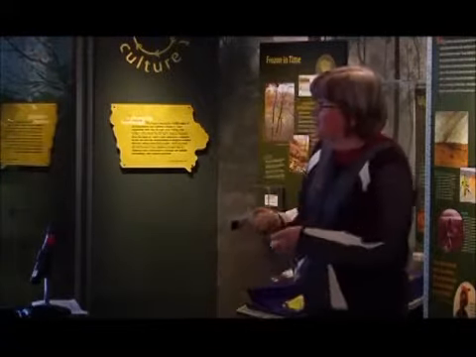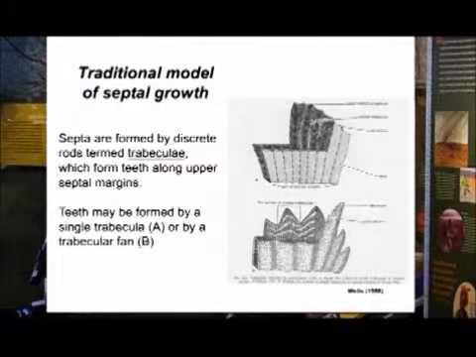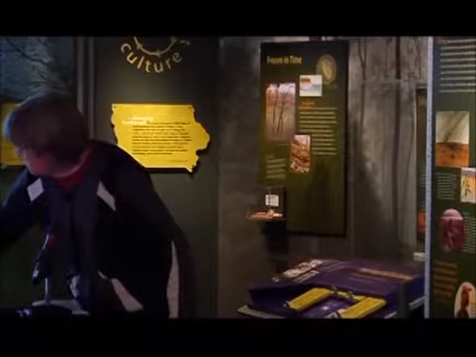With regard to suborders of Sclerotinia, these are based on traditional models of septal growth. So these are the radiating partitions within a corallite that I showed in the last slide. And you can see that these are built by discrete rods that are termed trabeculae. And essentially on the upper septal margins, there are teeth, which are shown here. This is dentation. The teeth may be formed by a single trabecula or a trabecula fan. So these sorts of things, the arrangements of these rods, how they're related to teeth on the upper surface, are how suborders were originally distinguished.